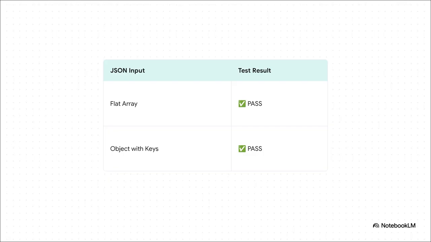And here's the proof in the pudding. The tests show it works perfectly. We write a test case for each of the JSON formats, and our custom unmarshaller just sails through both of them. It correctly parses the flat array, it correctly parses the object with keys, and it gives us real confidence that our code is truly resilient.